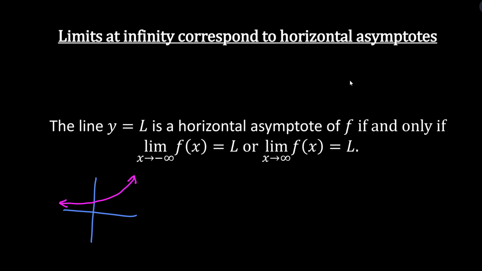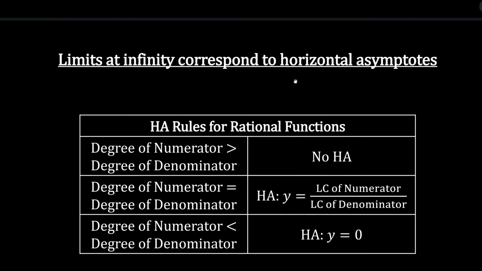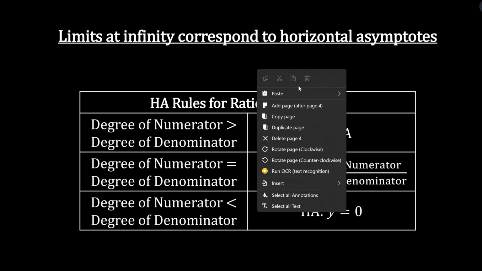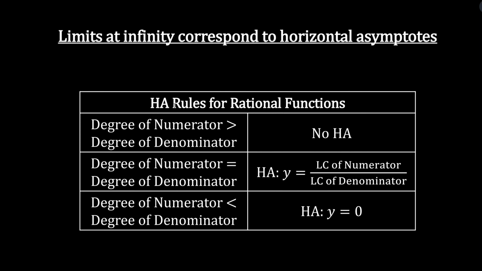And so since we're relating limits at infinity to horizontal asymptotes, we can actually think back to algebra 2 pre-calculus, especially since we're dealing with rational functions. Hopefully at one point we learned these rules for determining whether a rational function has a horizontal asymptote and what that horizontal asymptote is. So they all have to do with the degree of the numerator and the degree of the denominator and comparing those two things.